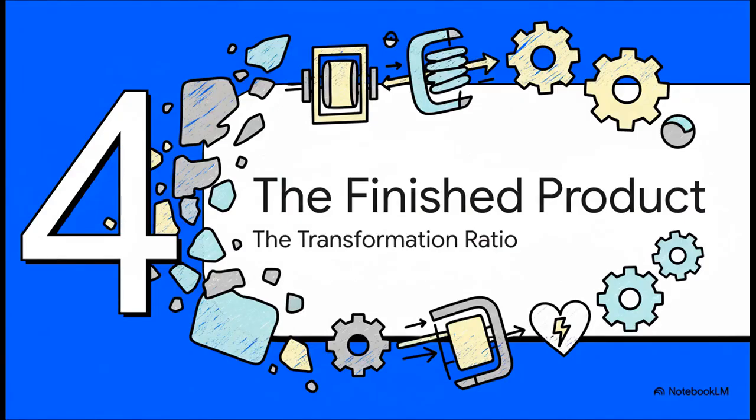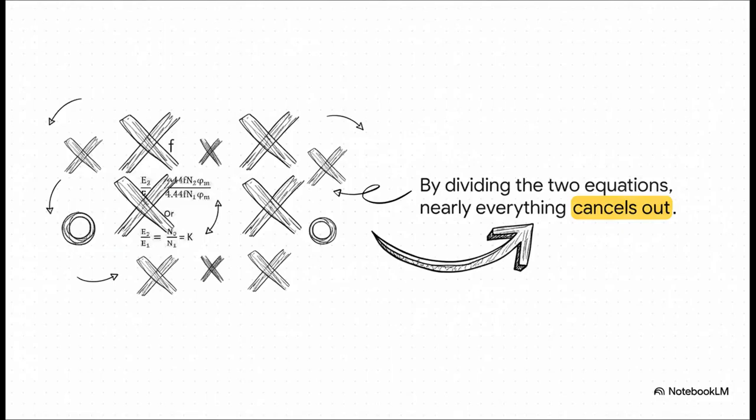So let's put our two equations together. When we do this, you're about to see all the complex parts just fall away, and what's left is the beautifully simple principle that is the absolute heart of every transformer. Just look at this. If we set this up as a ratio, dividing the secondary voltage equation by the primary one, watch what happens. The 4.44 cancels out. The frequency? Gone. The magnetic flux? That cancels out too. Since they're the same for both coils, they just disappear.